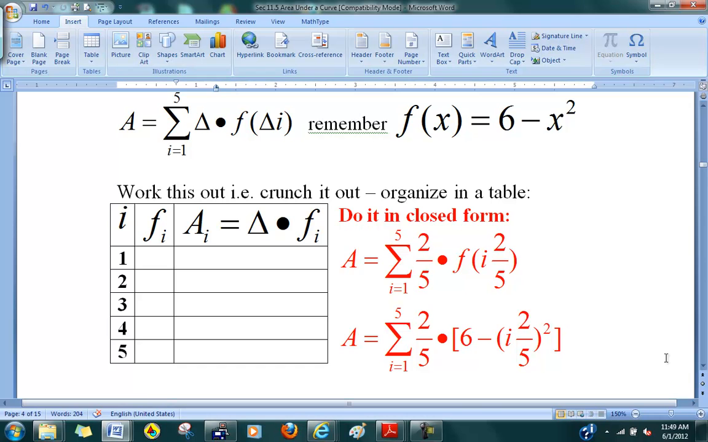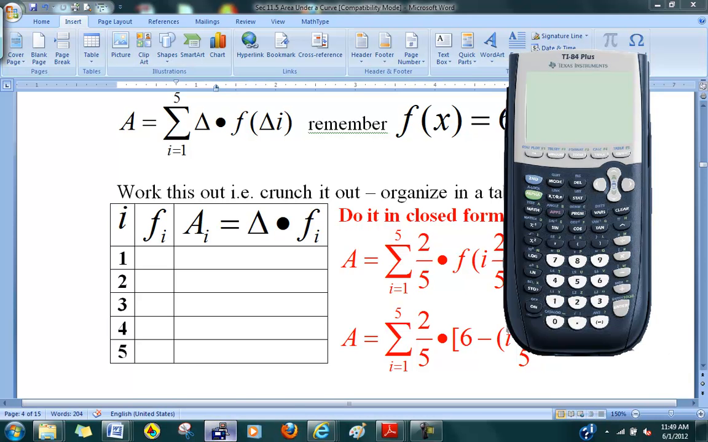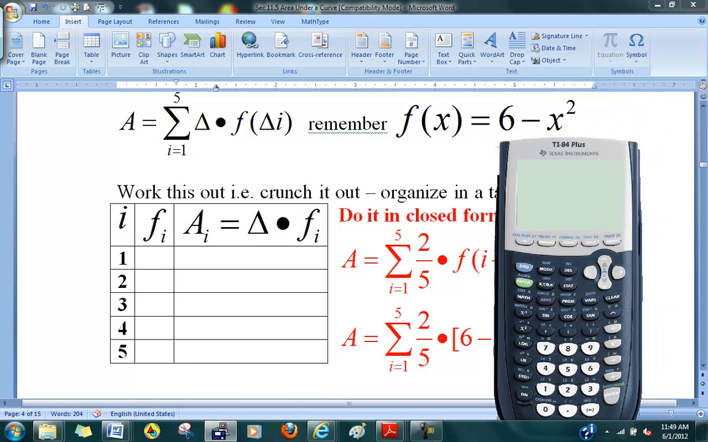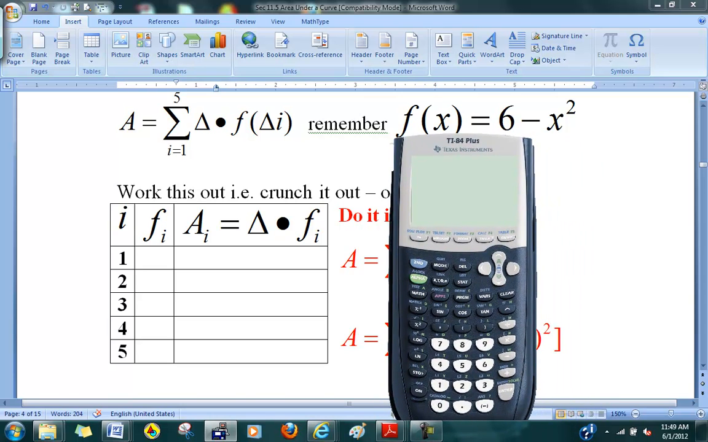You guys got your graphing calculators out? Here's mine. And so what you want to do is in y1, you want to put 6 minus x squared. Put that in y1. Let's get that down.